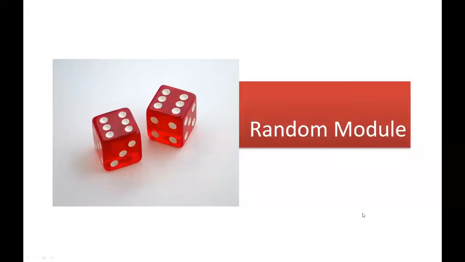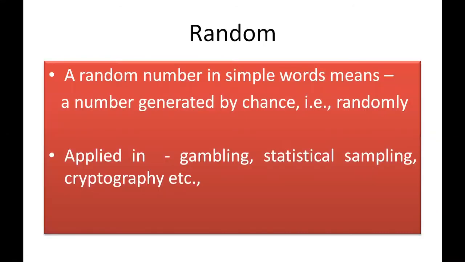Welcome back, students. The topic for today's discussion is the random module. So let us discuss what random is. A random number, in simple words, is a number generated by chance, that is, randomly. Where is it applied? It is widely applied in gambling, statistical sampling, cryptography, and many other fields.